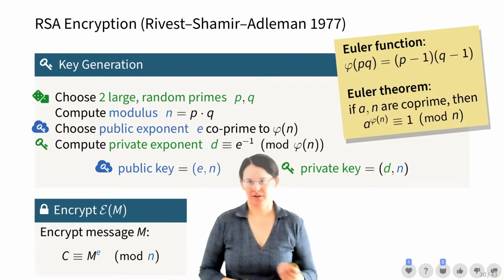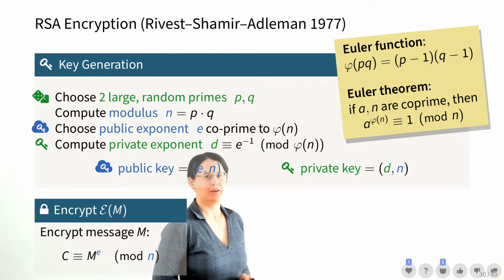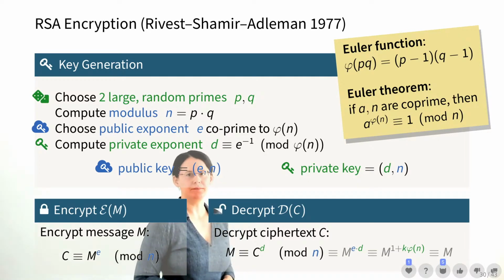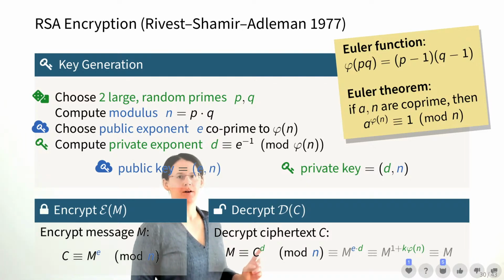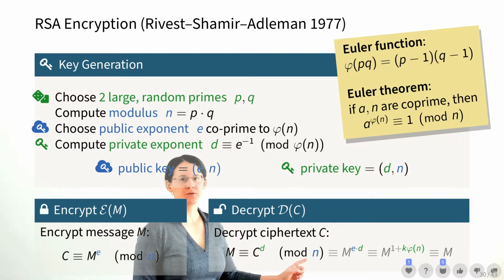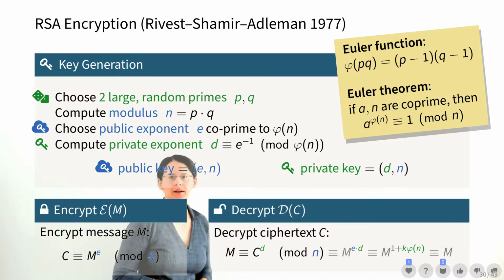The decryption looks, in fact, almost identical. What do we do here? To decrypt the ciphertext C we computed this way, we take it and raise it to the power of the private exponent, also modulo n. And the result is going to be the message again.